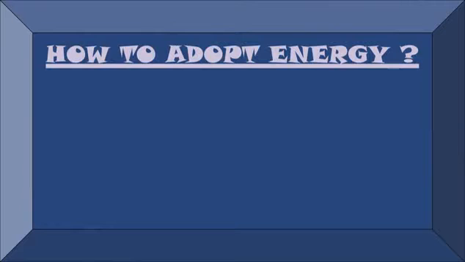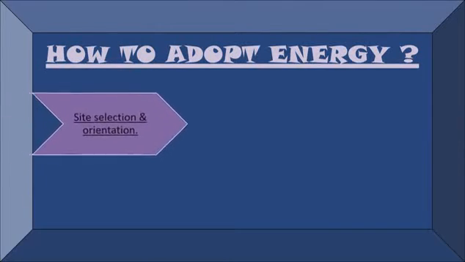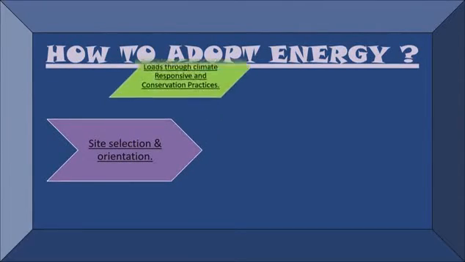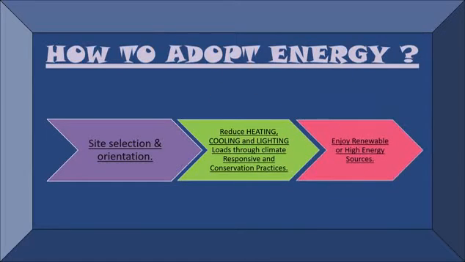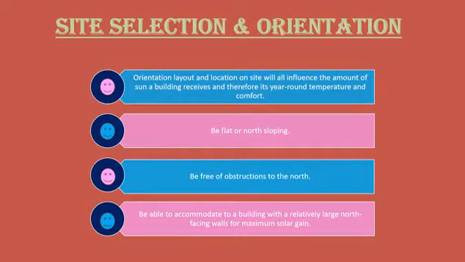How to adopt zero energy? First one is site selection and orientation. Second one is reduce heating, cooling, and lighting loads through climate responsive and conservation practices. And the last one is to use renewable or high efficiency energy sources. First one, site selection and orientation.